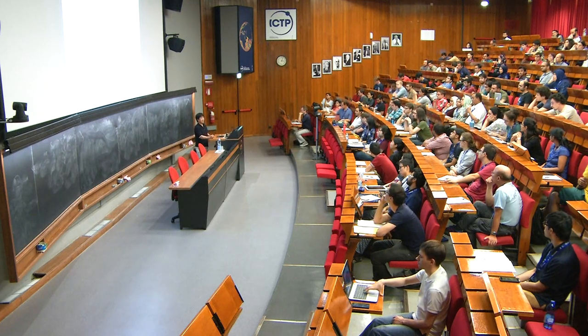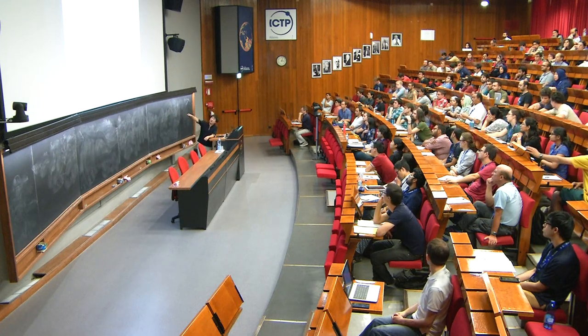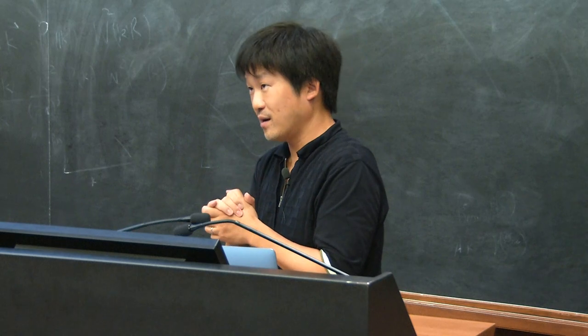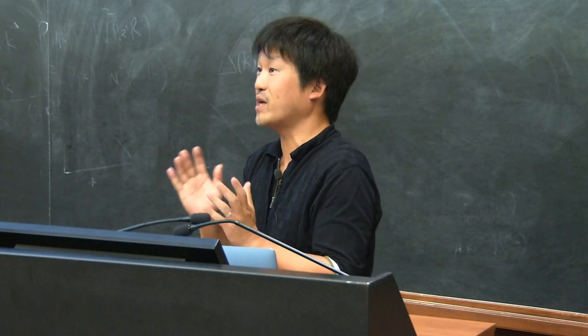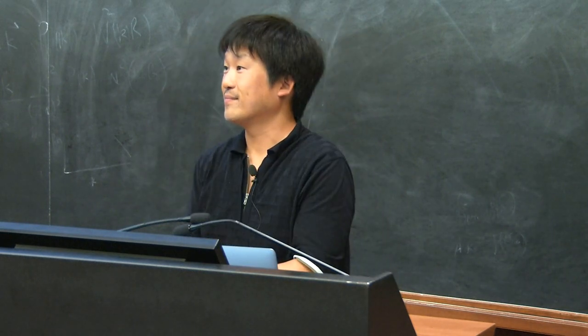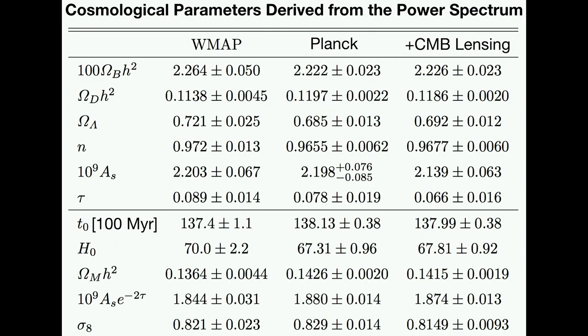Good. Oh yes. So let's see. We determine omega baryon h squared. We determine omega dark matter h squared, but not omega matter or omega baryon alone without h squared. Now, there's omega lambda here. That's coming from peak position, because this affects distance. I'm assuming a flat universe, so omega baryon plus omega dark matter plus omega lambda adds up to 1. That equation will give you h, because we know the individual ones. That's how it works, yes.